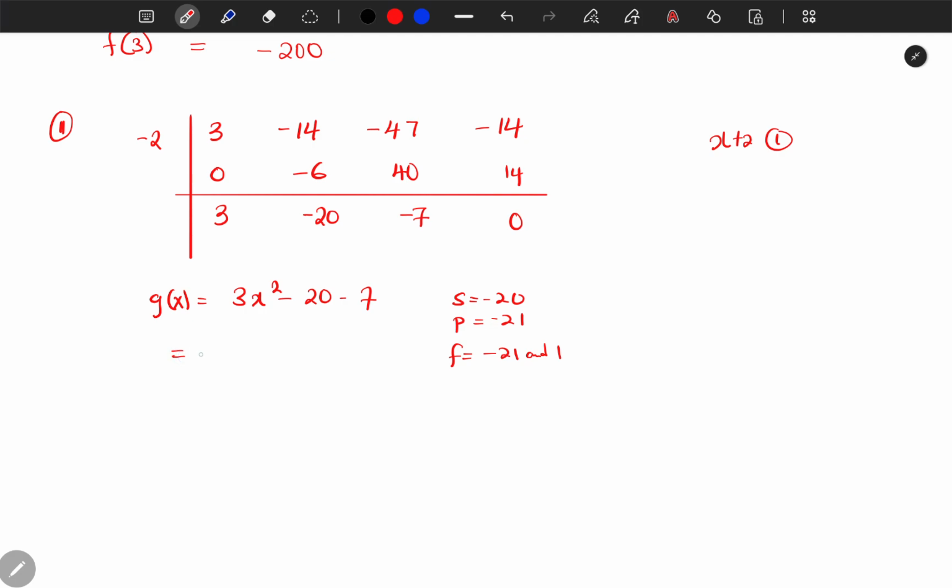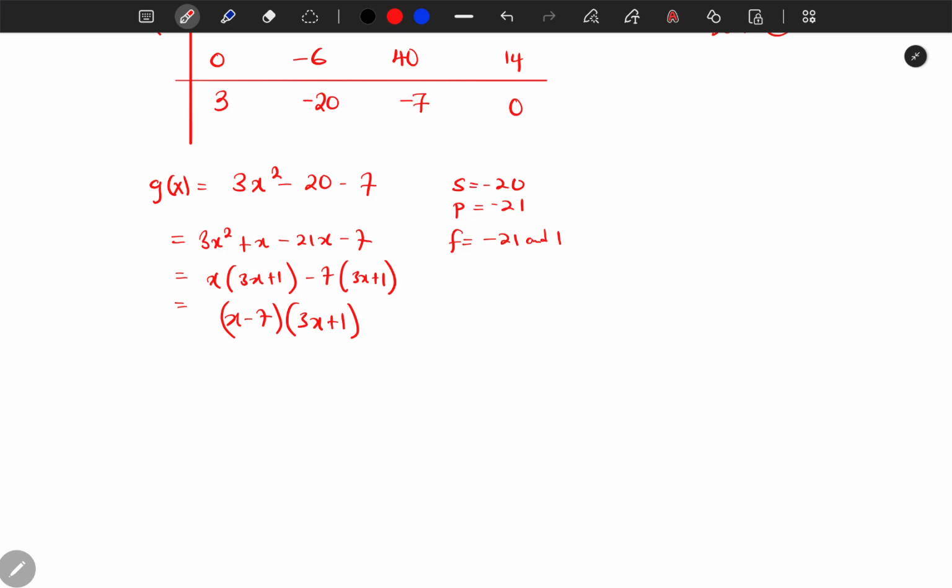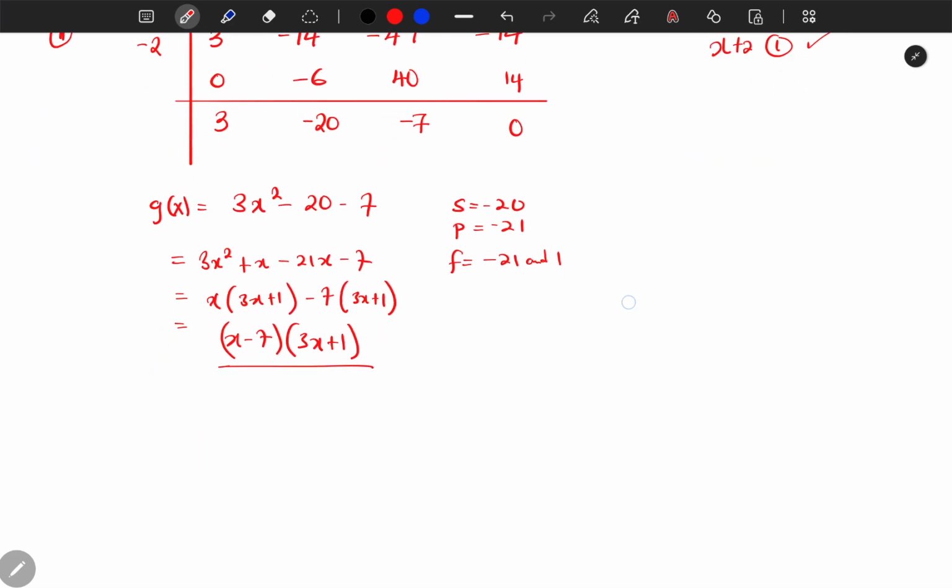Meaning that we are going to have 3x squared plus x minus 21x minus 7, which will give us x times 3x plus 1 minus 7 is common, and we get 3x plus 1, correct? Okay, so we get x minus 7 and 3x plus 1. These are the other two factors that we are finding. We found these other two factors out of factorizing, but remember that we also have that factor there.